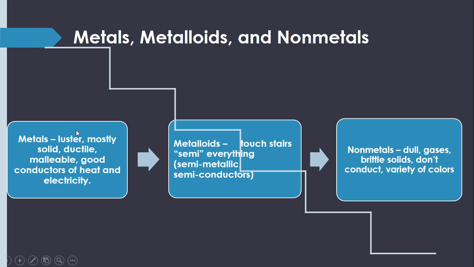Metals are on one side of the staircase. And if you ever forget which side, just look at the names of some of the elements and you'll figure out which ones are metals. The nonmetals are on the other side of the staircase of the periodic table. And then the metalloids touch the stairs. The thing about metalloids is they're semi-everything. So they're semi-metallic and semiconductors, because these are conductors and these are non-conductors. So they're going to be in between on that spectrum of going from metals to non-metals.